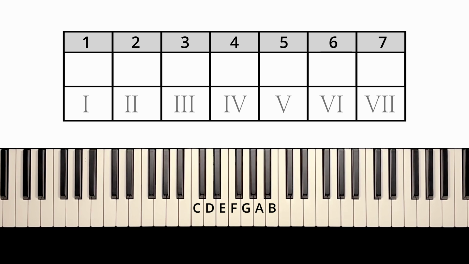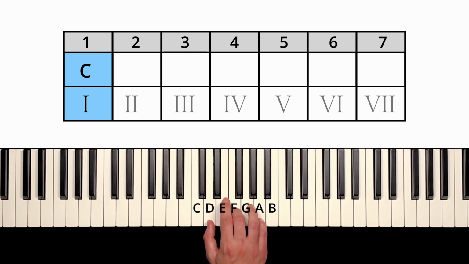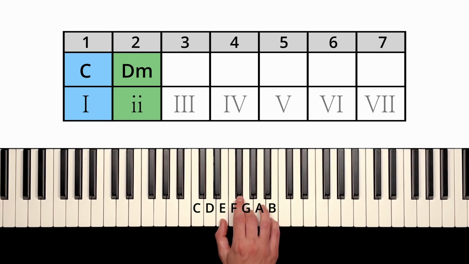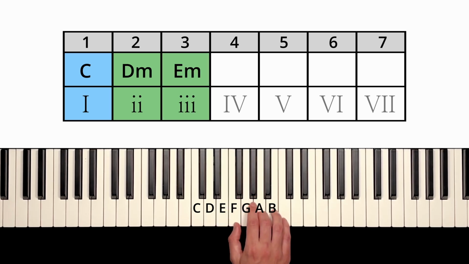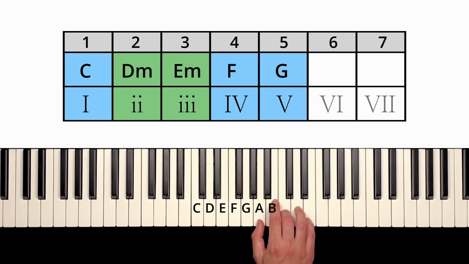Of course, the first chord in our C major scale is the C major chord, which is our tonal center. If we move upwards, we land on the D minor chord. For minor chords, we use lowercase Roman numerals. The next chord is an E minor chord. After that, we have 2 major chords, F major and G major, followed by an A minor chord.